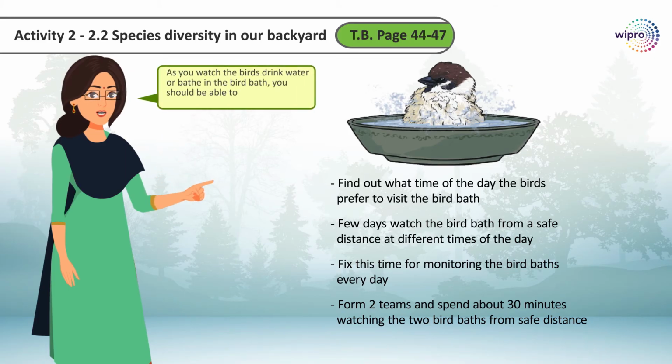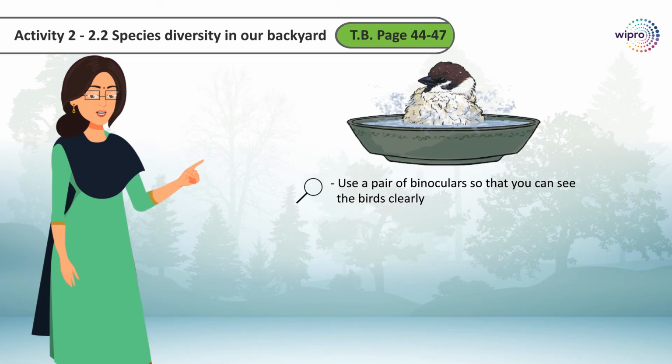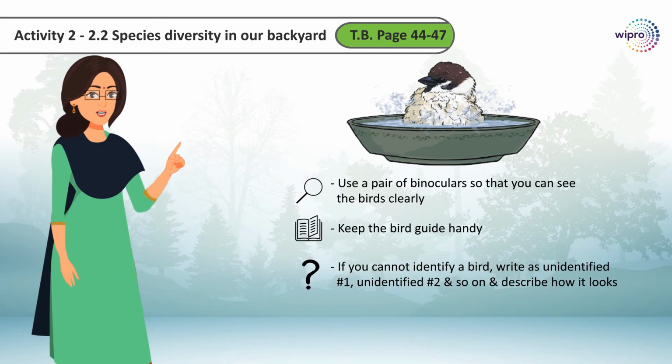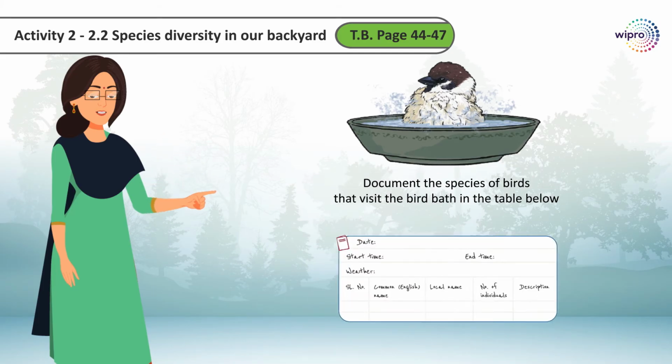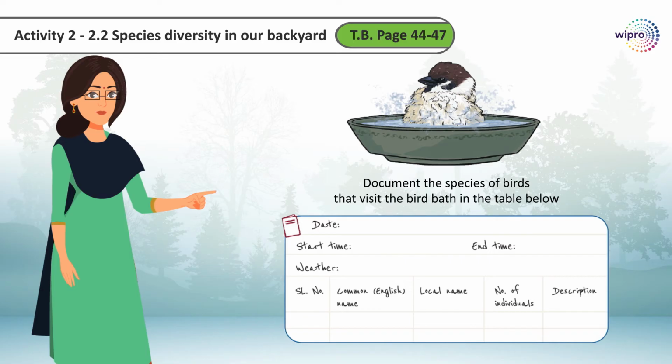As you watch the birds drink water or bathe in the bird bath, you should be able to get a close look at them if you stay still and quiet. If possible, use a pair of binoculars so that you can see the birds clearly. Keep the bird guide handy so that you can identify the different species of birds that visit your water bowl. If you cannot identify a bird, write it as unidentified number 1, unidentified number 2, and so on, and describe how it looks. Document the species of birds that visit the bird bath in the table below.